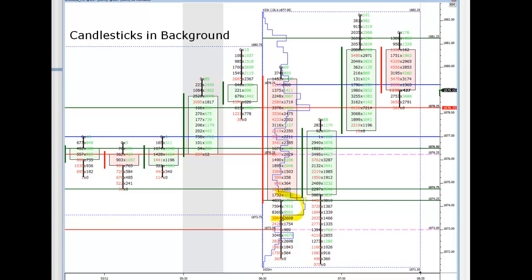Look, we see the activity here on the profile, and we also can look at the value area low from the prior session, and here is the value area high from the prior session. Okay, let's look at how prices are reacting. We dropped down, but we came right back up, and after this intense volume activity here, which probably included both periods, we find that prices push higher.